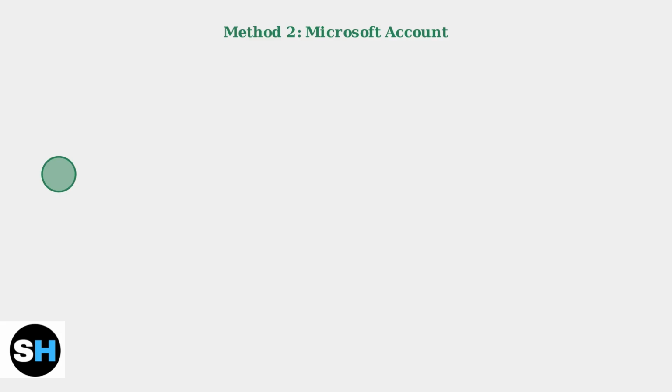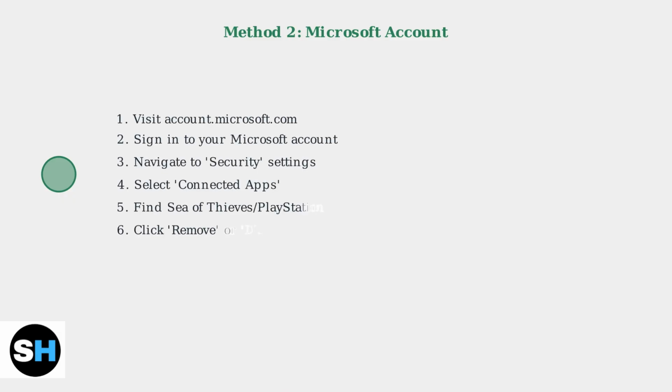Visit account.microsoft.com in your web browser and sign in with the Microsoft account that's linked to your Sea of Thieves progress. Navigate to the security section, then connected apps. Look for the Sea of Thieves or PlayStation Network connection and select remove or disconnect to complete the unlinking process.